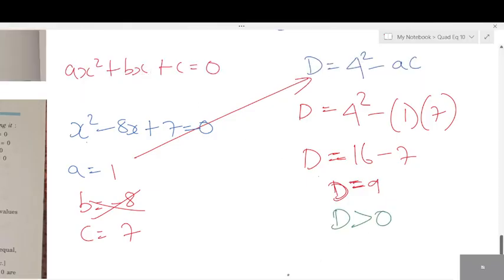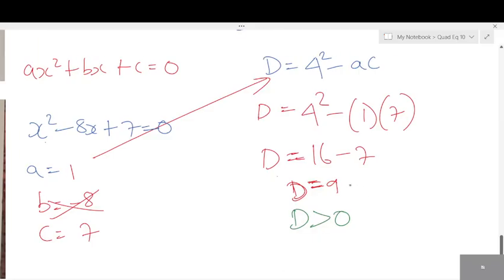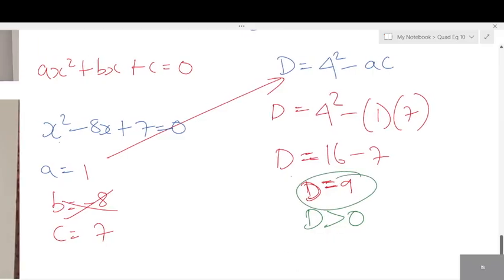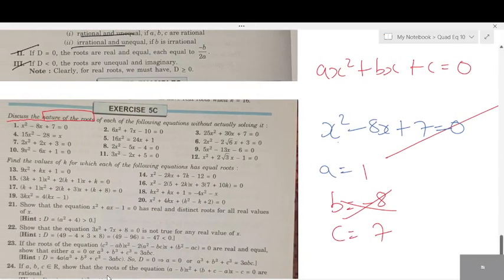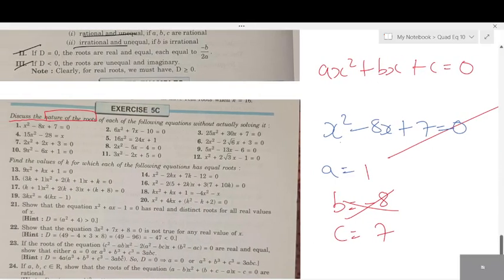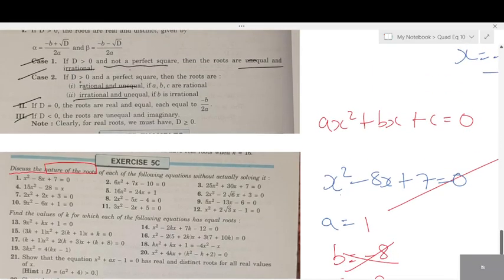D is greater than 0. And what kind of number is this? Is it a perfect square number or a whole number? It's a whole number, right? Is this clear? Did you understand? What's the nature of D we got here, students? Greater than 0?